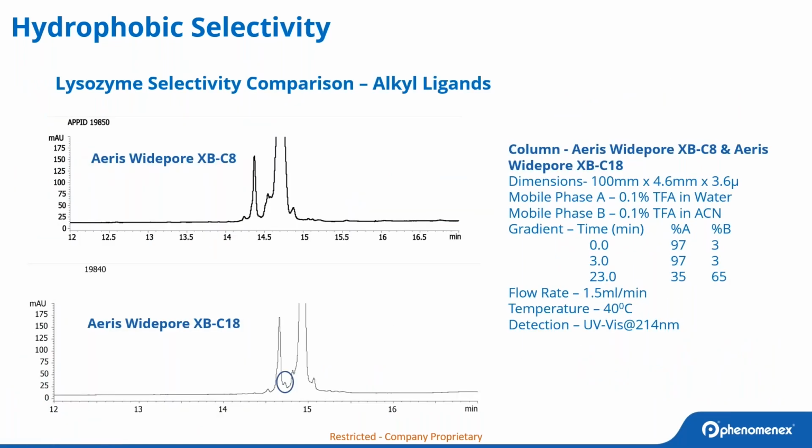Another example is lysozyme. This is looking at larger molecules, so an example with larger analytes of interest using alkyl ligands. At the top we have a C8, and these are both wide pore, usually above 200 angstroms pore size. On the top we have a C8, and on the bottom we have a C18. We're trying to pull out as much separation as we can. Here with the C8, resolution is being lost, whereas when we go to a C18, we're able to get that resolution.